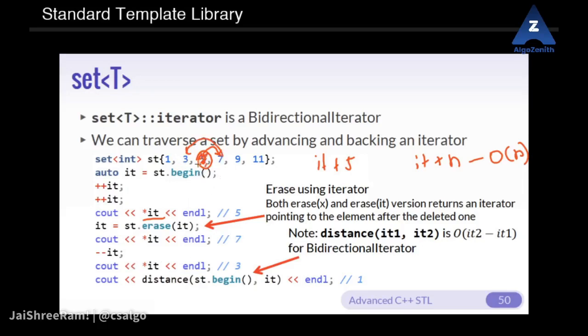And then if you want to find the distance of 3 to the begin, it will find out there is a difference of only one element, right? It's over here and the begin is over here, so there is a difference of only one element. Okay. So note that the distance operation between two iterators, it2 minus it1, is linear, because just like we discussed that it plus n takes order n, finding the difference as well takes an order of linear type.